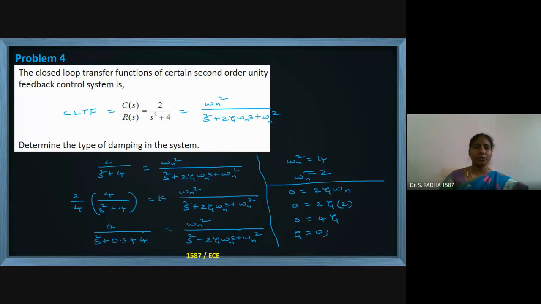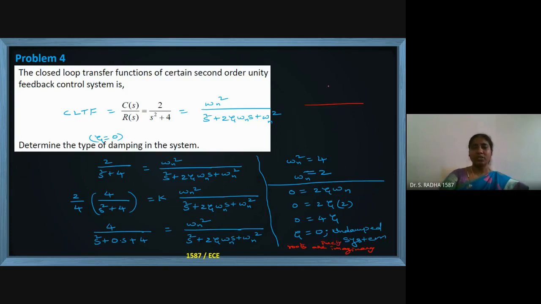So 0 means what is the type of system? Undamped system. Eta value 0 means it is an undamped system. In the previous problem we got eta value equal to 1. Here we are getting eta value equal to 0. Lastly, one thing I will just finalize. Eta value 0 means roots are purely imaginary. This is the nature of the roots.